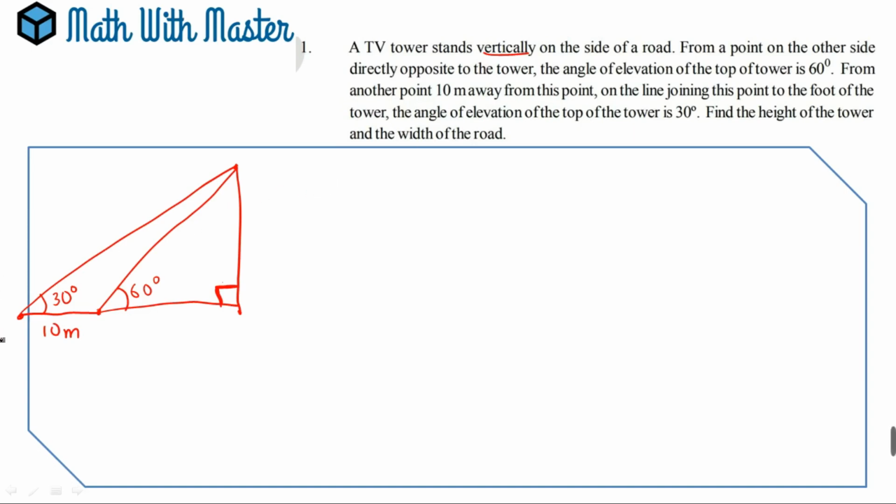So we will now keep the name of the points. This as point A, this as point B, this as point C, and this as point D. And we will let this as H as height and this as W as width. So we have let CD is equals to height or H, BC is equals to width or W.